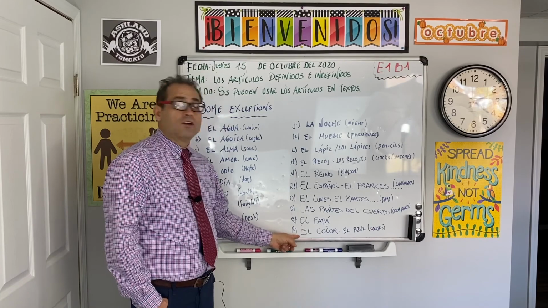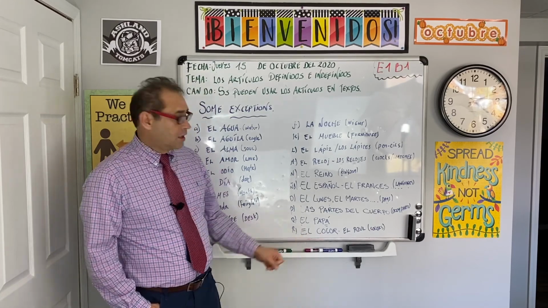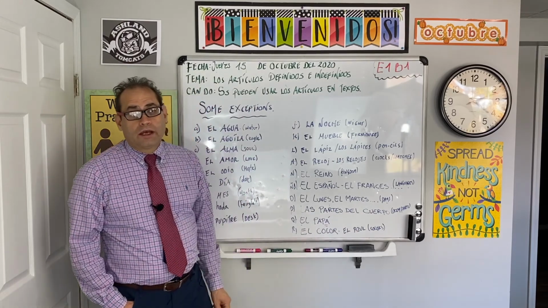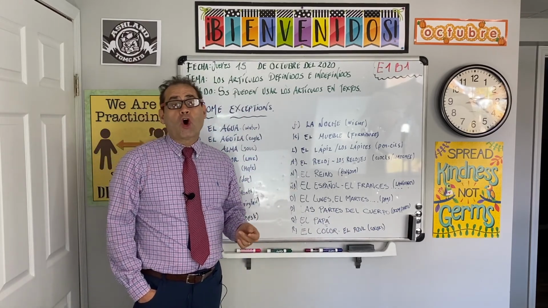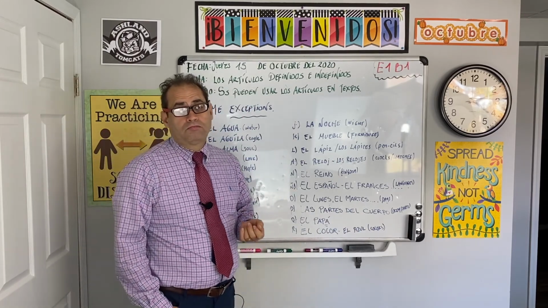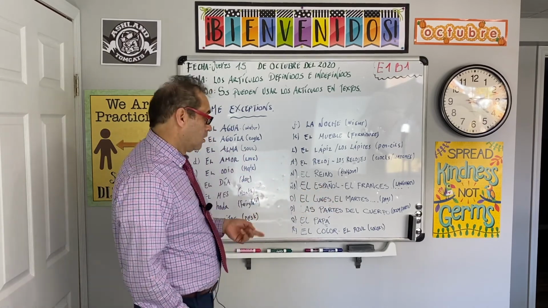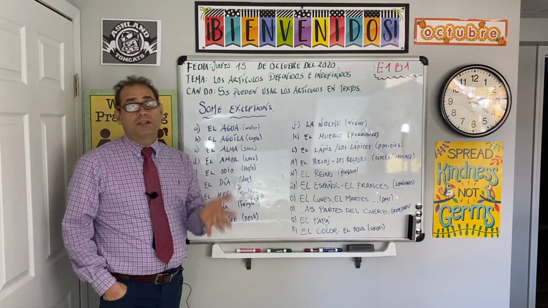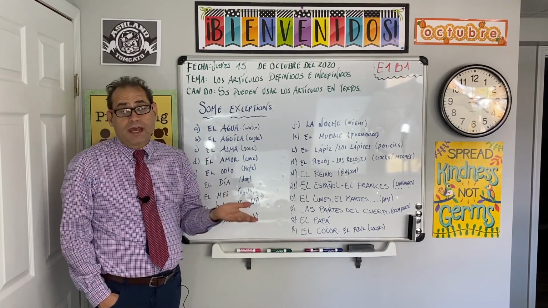Then we got los colores, el color. You can say el azul ends in L, so es el azul. El amarillo, el rojo, el verde, those are the colors. So think about all the exceptions that we have in Spanish and try to use them in Spanish every day.